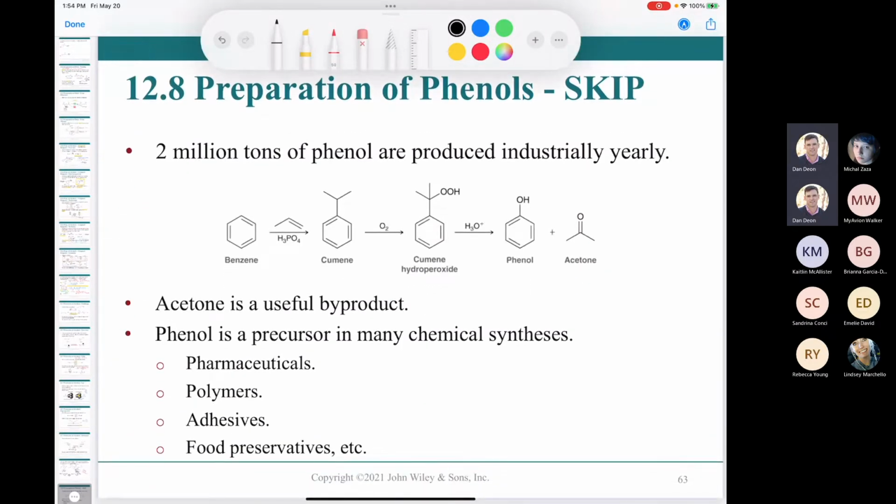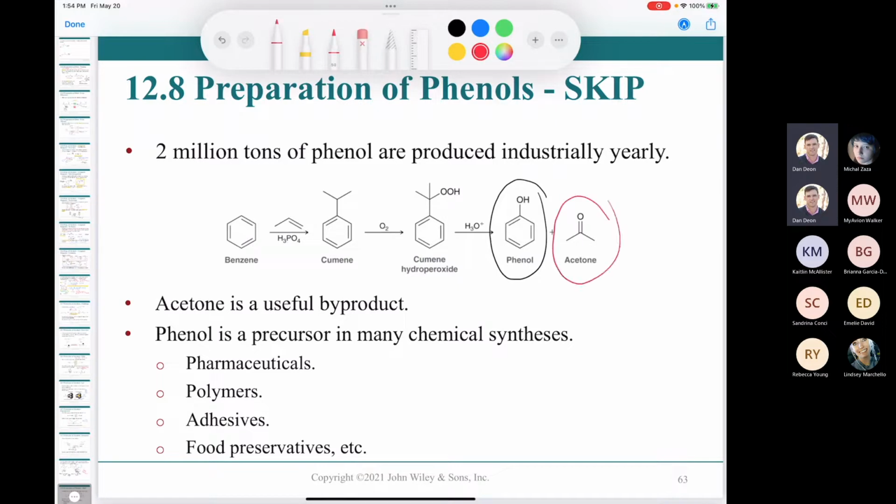The next section, 12.8, deals with the preparation of phenols. We skipped this section because it's not covered on an ACS final. However, I will just talk about it really briefly here. It says that 2 million tons of phenol, which is this compound here, we talked about this last class, are made yearly. So very important compound. You have to know phenol to be an organic chemist.